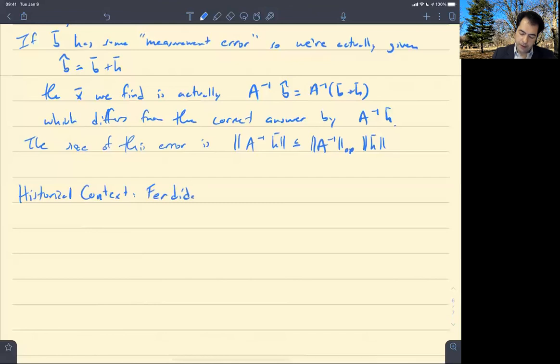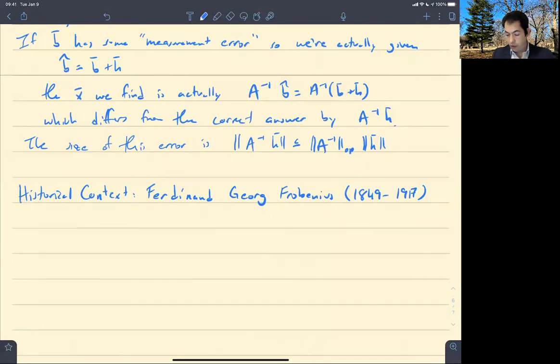So this is Ferdinand Georg Frobenius, who lived from 1849 to 1917 in Germany. You'll notice those are very interesting times in Germany. He was a German mathematician who made many important contributions, especially to abstract algebra. He worked on the theory of groups.